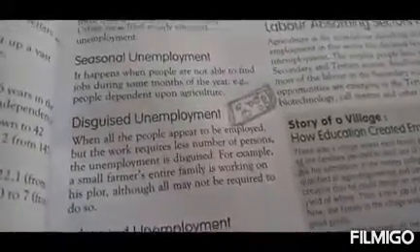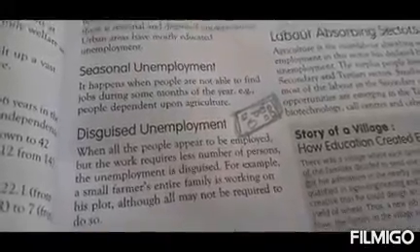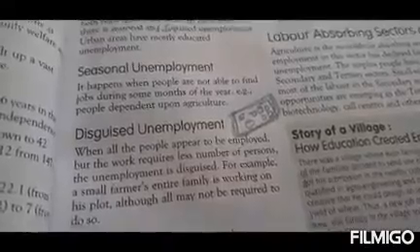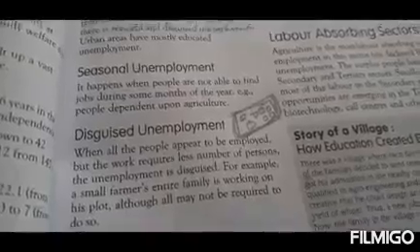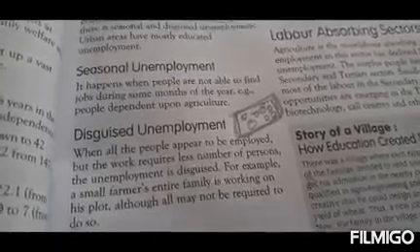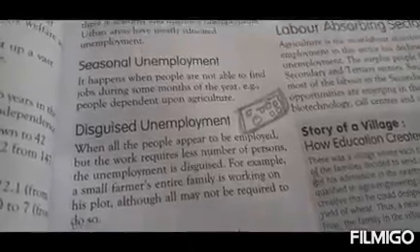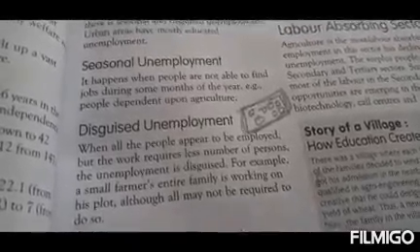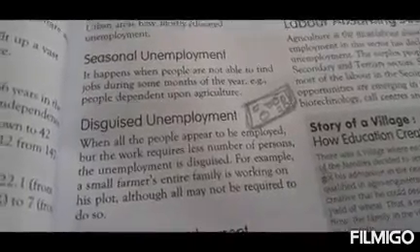Seasonal unemployment happens when people are not able to find jobs during some months of the year. This type of unemployment is usually in rural areas, where farmers don't have work in some months of the year. Okay, for example, the people who are dependent on agriculture.